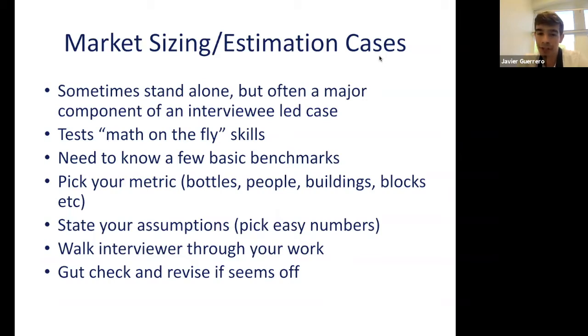For example, if you're looking at the market size of movies in the United States, you're probably looking at the billions, not the millions, right? Or the trillions. So make sure that as you go through a case, you're revising and making sure that those numbers seem right.